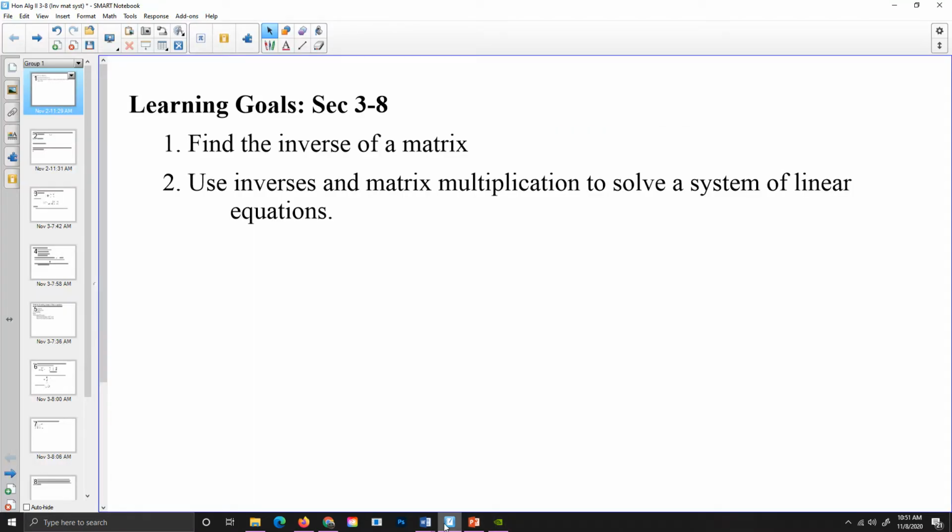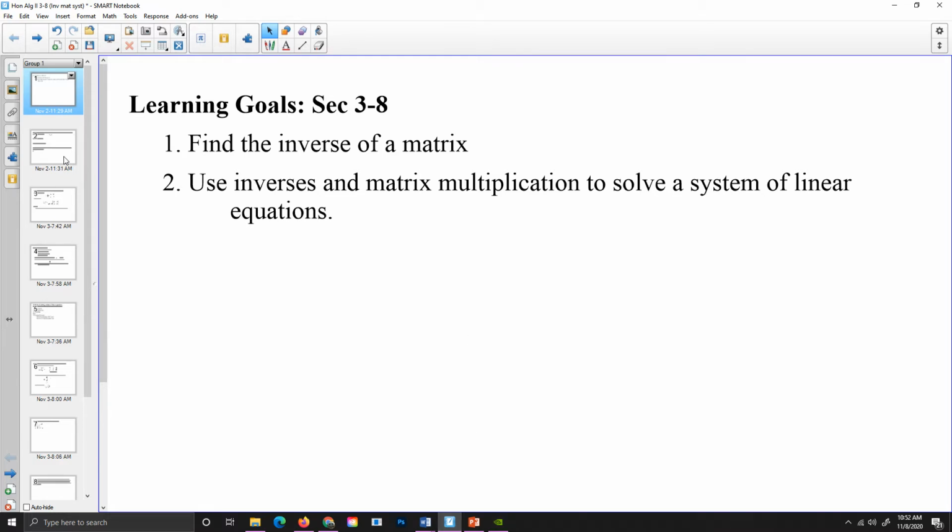And so today we are going to use matrices to do something that's fairly practical, and that is to solve systems of equations very quickly. So our learning goals are to find the inverse of a matrix, and we're going to need to find the inverse of a matrix to solve that system of linear equations, and then we're actually going to do that in our second goal.